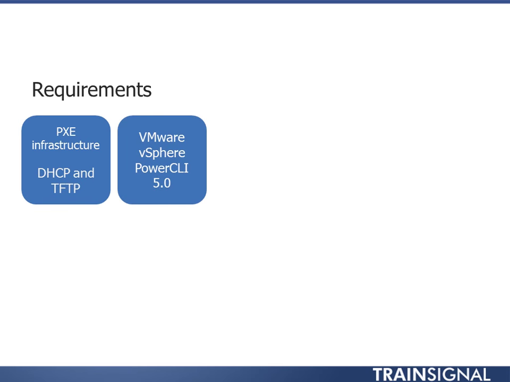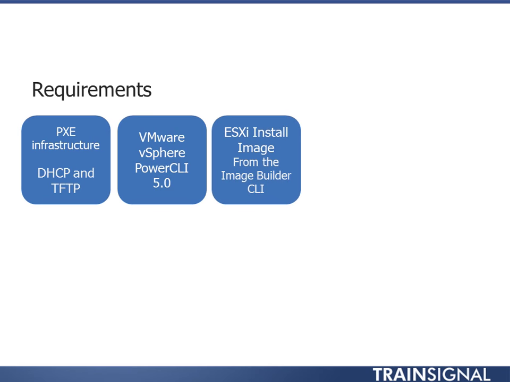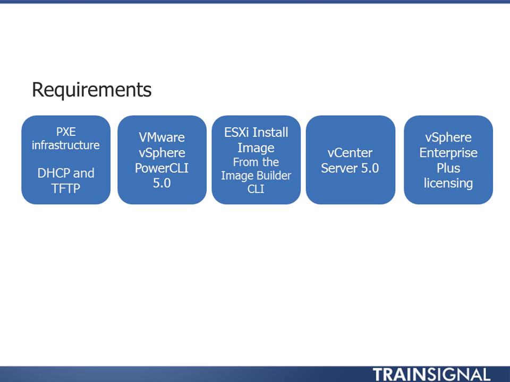You need to have VMware vSphere PowerCLI 5.0 because there is some work we have to do in PowerCLI. The ESXi install image from the Image Builder CLI, so we'll go back to that lesson as well. vCenter Server 5.0 or newer. And vSphere Enterprise Plus licensing because you also need host profiles. So you've got to add all that stuff together to get what you need.